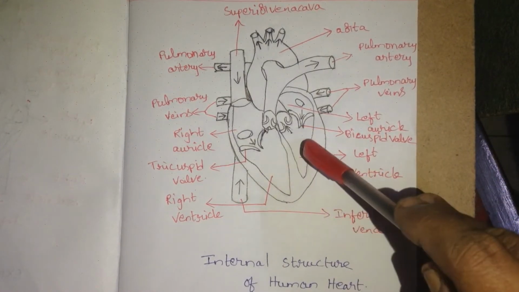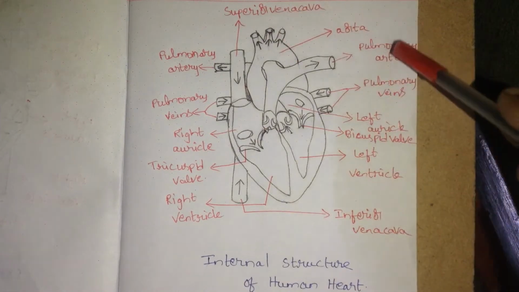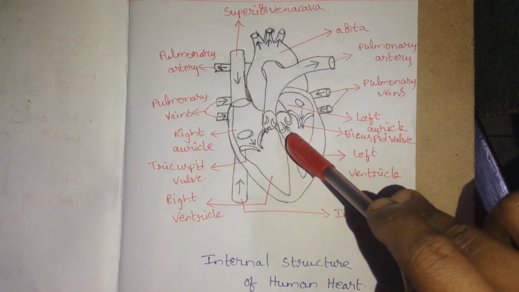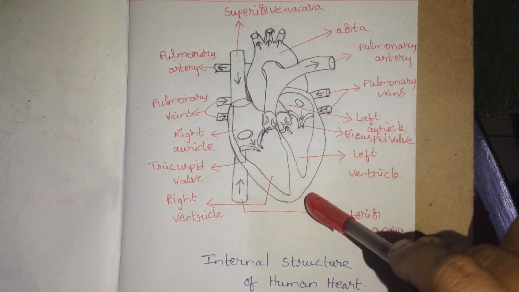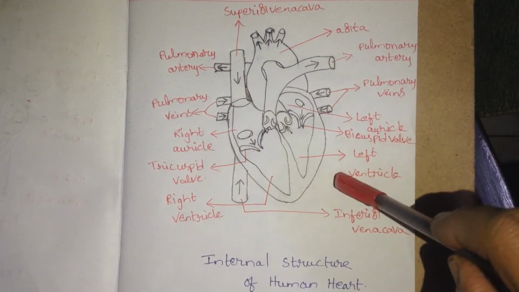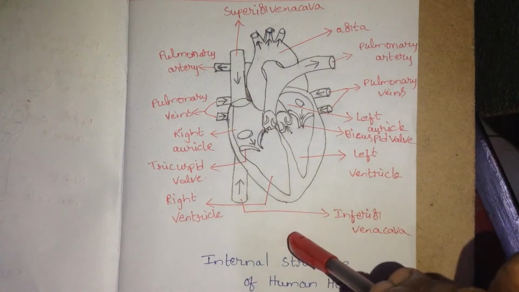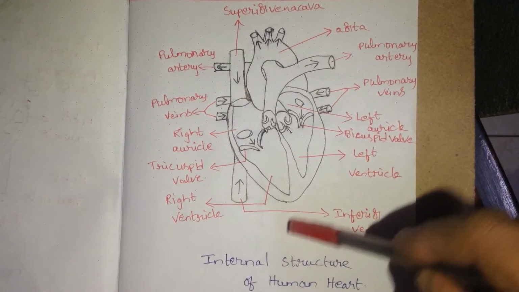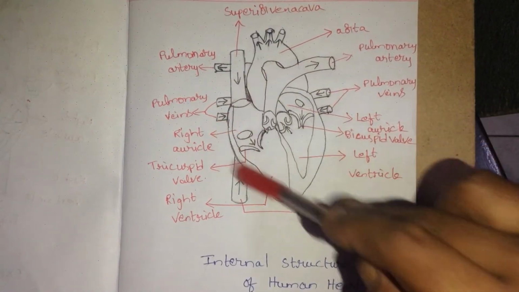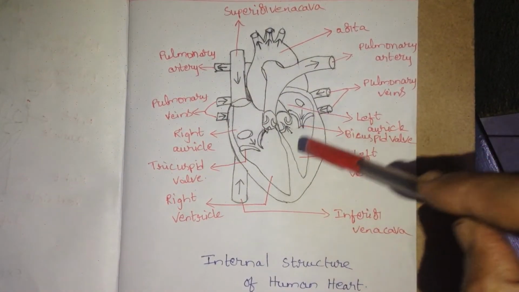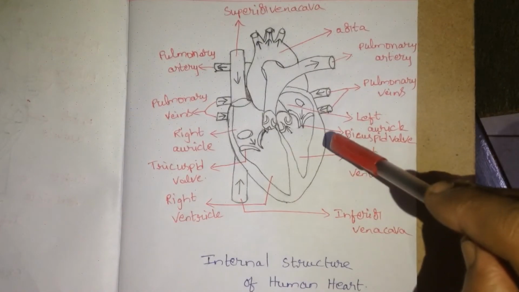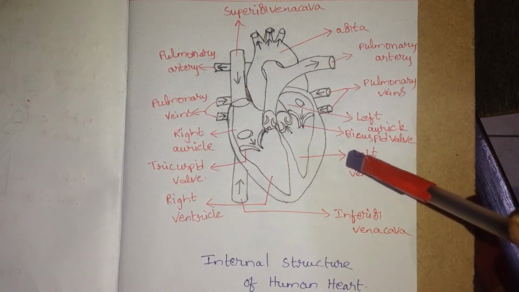The blood is pumped from the heart to various organs and from various organs to the heart through blood vessels. The blood vessels which are found around the heart are called coronary vessels. These coronary vessels supply blood to the muscles of the heart.